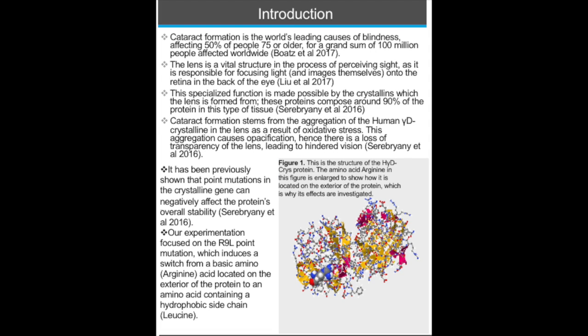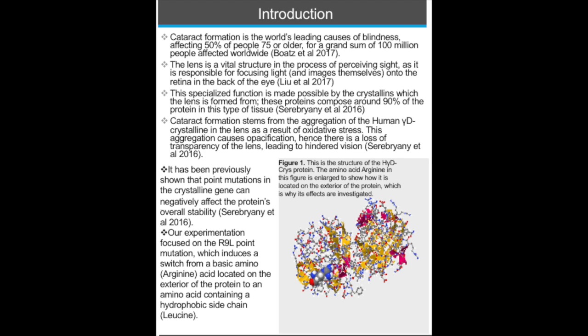Before discussing my experimentation, it is necessary to give some background information relevant to the research that had been done. This research was inspired by the phenomenon of cataract development in humans, which we observe to be a leading cause of blindness within our species. Cataract formation is caused by the aggregation of a certain protein found in the lens as a result of oxidative stress that accumulates over an individual's lifetime for a variety of reasons. The lens of the eye plays a critical role in the process of sight as it focuses light and images onto the retina in the back of the eye. The protein is called the human gamma-D crystalline, and its aggregation leads to this hindered vision as a result of opacification, which we call cataract formation.